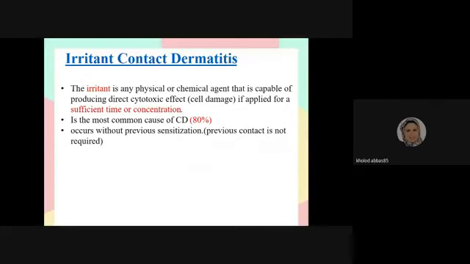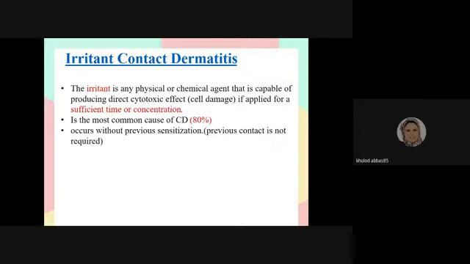Irritant is the most common type of contact dermatitis. It constitutes 80% of cases, which means it is more common than the allergic type. It can occur without previous sensitization. I don't need previous contact. Okay, previous contact is not required.